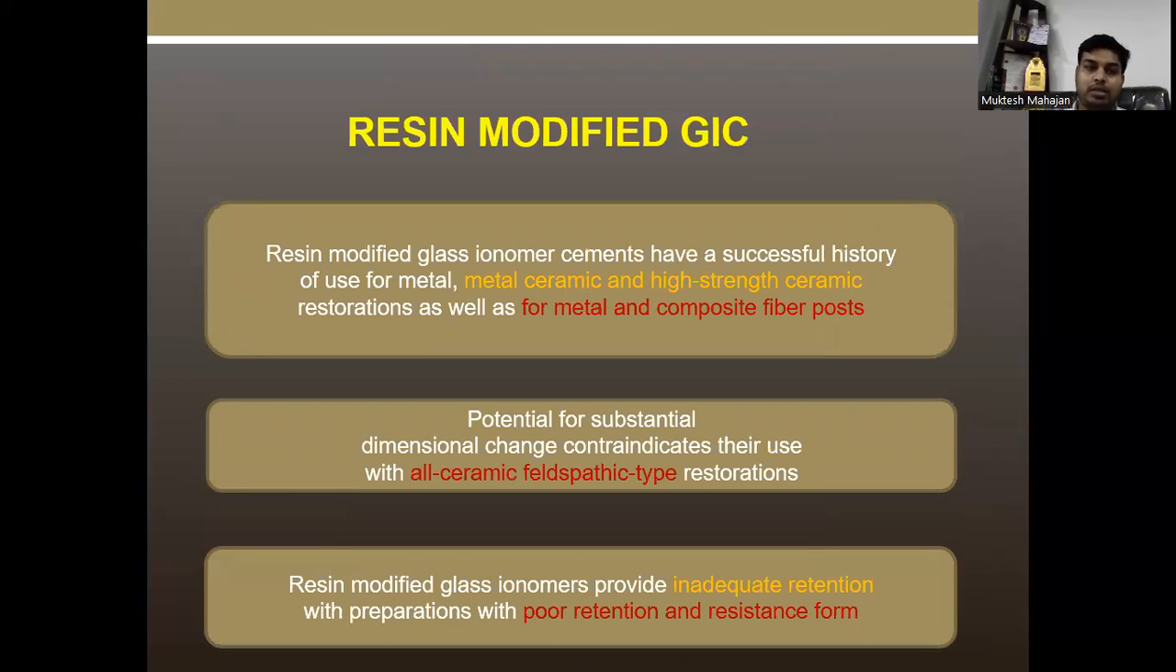Resin modified glass ionomer cements have a successful history of use for metal ceramic and high strength ceramic restorations, as well as for metal and composite fiber posts. Potential for substantial dimensional changes contraindicates their use with all ceramic feldspathic restorations. The resin modified glass ionomer provides inadequate retention with preparations with poor retention and resistance form.